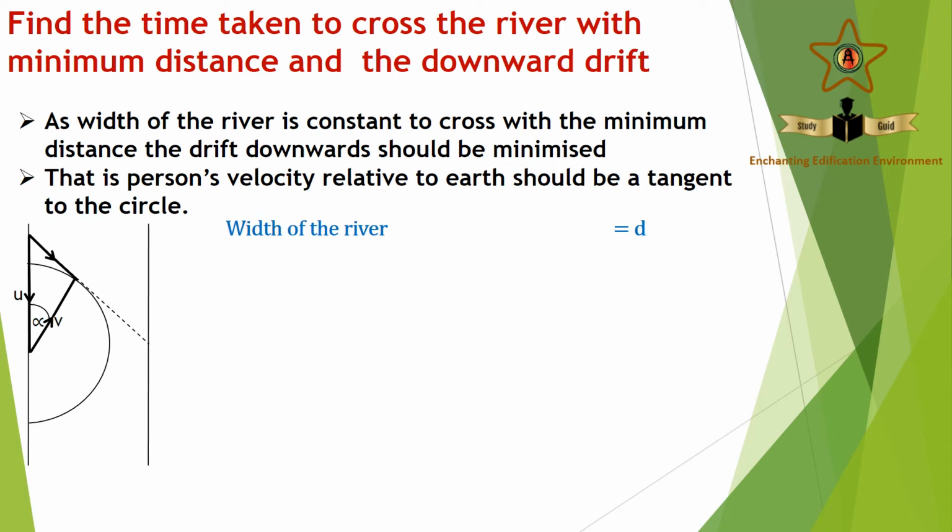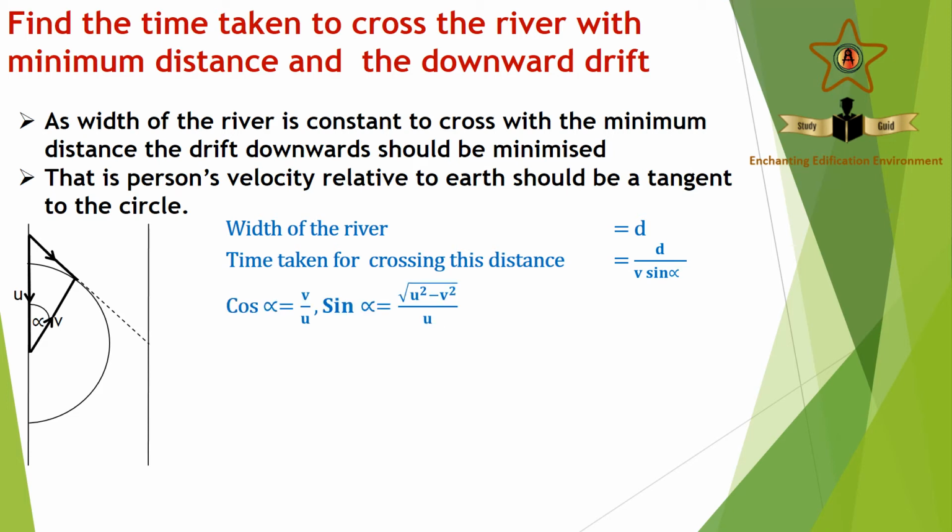Width of the river is d. Time taken to cross this distance is d over v sin alpha. Cos alpha is v over u. So sin alpha is square root of u squared minus v squared over u. So the time taken is u d divided by v square root of u squared minus v squared.